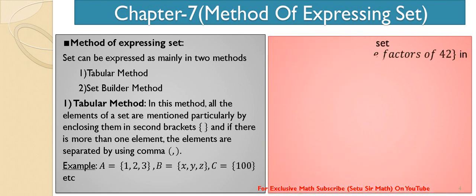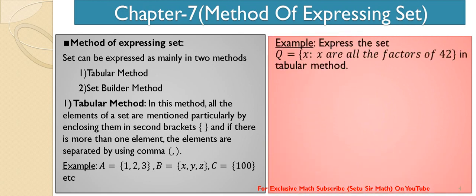So next, express the set Q = {x : x are all the factors of 42} in tabular method. We read this as: Q equals x such that x are all the factors of 42, in tabular method.